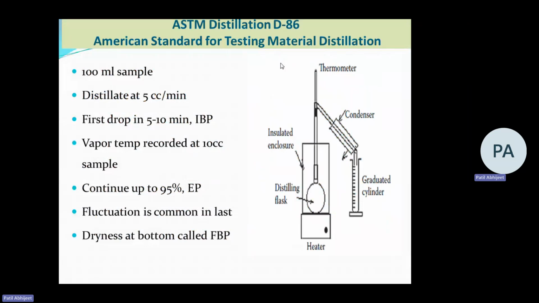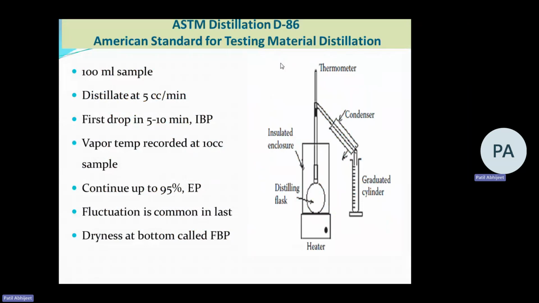Okay, so this is an ASTM distillation apparatus. What you can see here is the distillation flask. It is enclosed in insulation to prevent heat loss. A heater is provided to supply the heat and maintain the required temperature. Then at the top, the thermometer is inserted within this column.